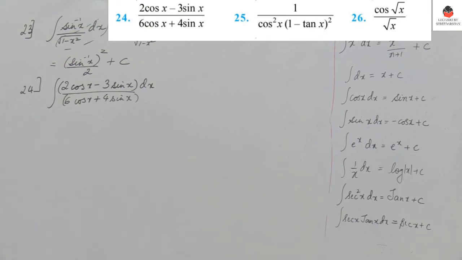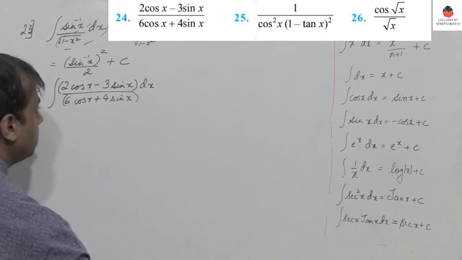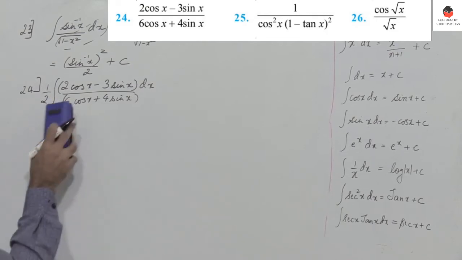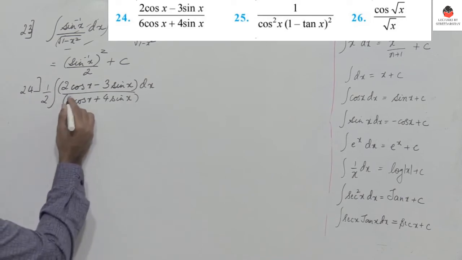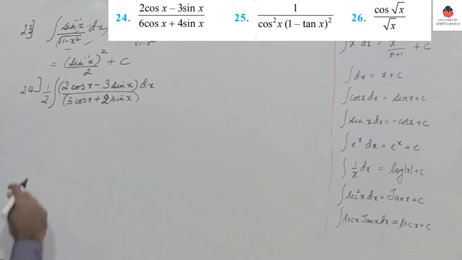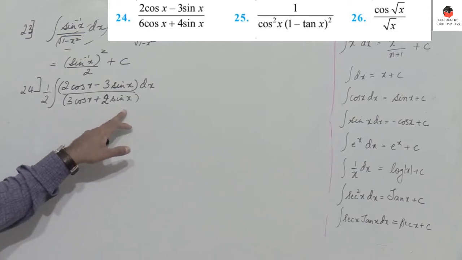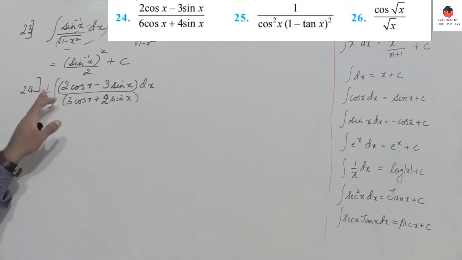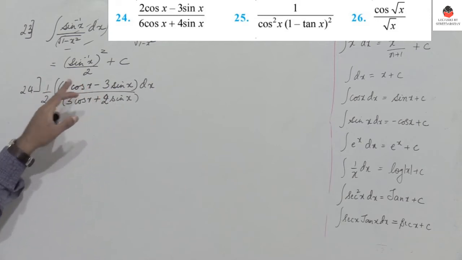So we have to find the integral. Observe that I can take 2 common from the denominator. So I can write it as 1 by 2 into, this becomes 3 cos x, and this becomes plus 2 sin x. Observe, if I differentiate the denominator, I would get the numerator, right? The differential of cos x is minus sin x, the differential of sin x is cos x.